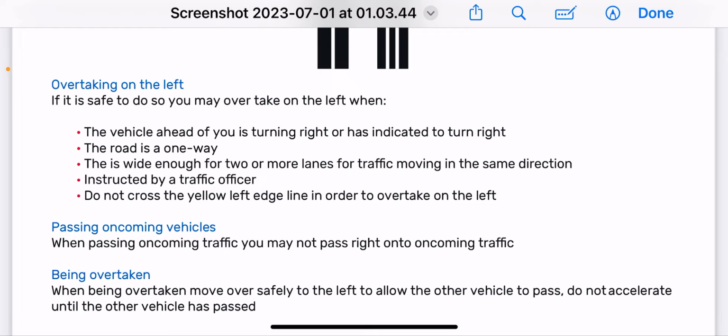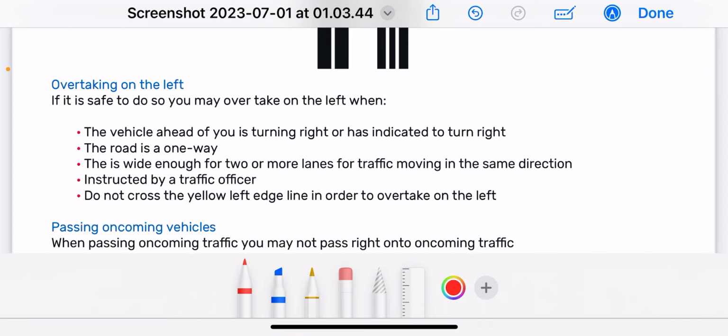When the road is a one-way. When there is wide enough space for 2 or more lanes for traffic moving in the same direction. And when you are instructed by a traffic officer. And do not cross the yellow left edge line when, in order to overtake, you do not cross the yellow left edge line.